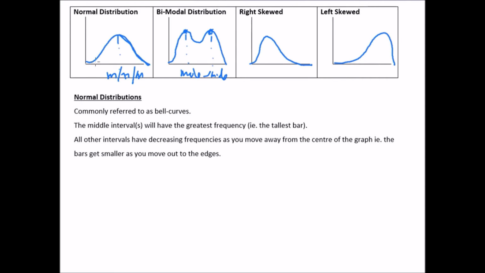Normal distributions are commonly referred to as bell curves. The middle intervals will have the greatest frequency, so like the tallest bar. What this would look like as a bar graph is it would have bars going like this, with the greatest frequency right in the middle here. All other intervals have decreasing frequencies as you move away from the center of the graph. So smaller and smaller toward the left, and smaller and smaller toward the right, i.e. the bars get smaller as you move out to the edges.